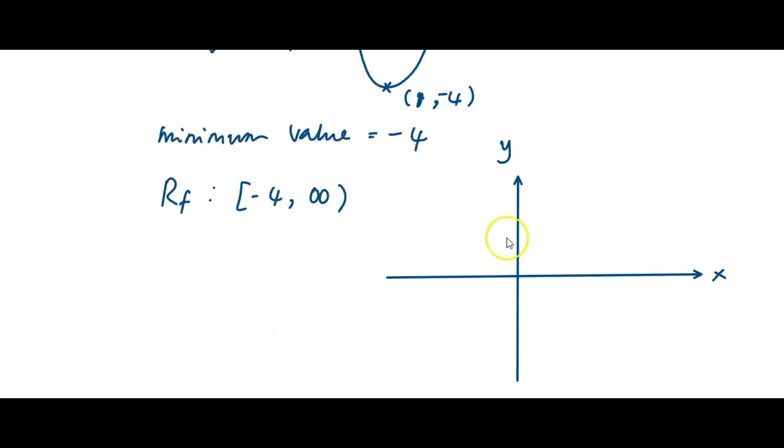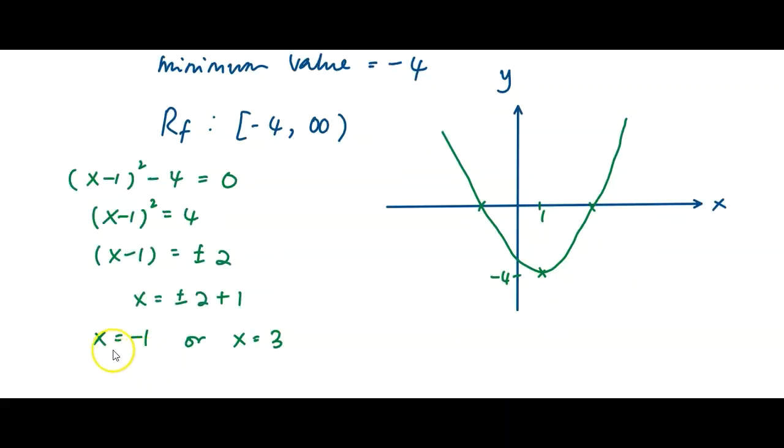To sketch the graph, I will just plot the minimum point first. This is negative 4, this is 1, so this will be 1, negative 4. Now the graph will have the parabola shape and pass through the x-axis at 2 points. So I need to find these 2 points. To find them, I can just put f(x) to be 0. Here I got the x-intercepts. The first x-intercept is negative 1, and the other is x equals 3. So we can label this as negative 1, and this is 3.